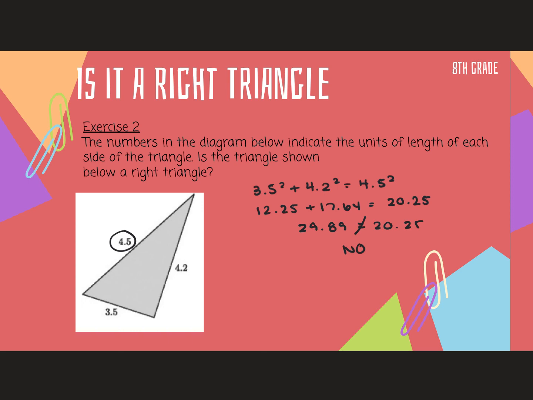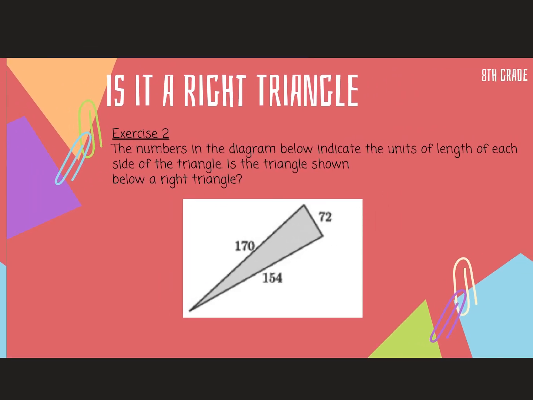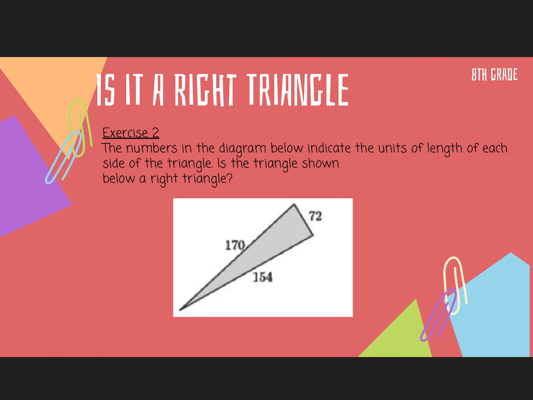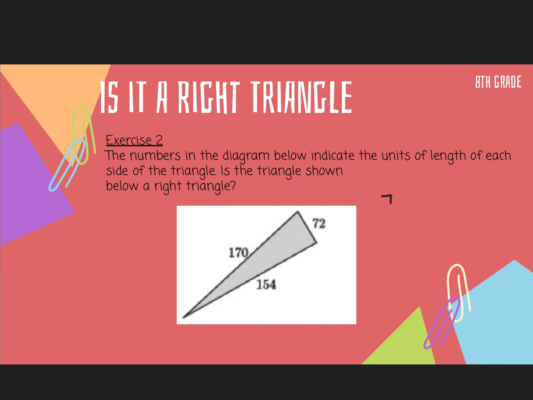All right, so now it is time for you to test your understanding. In another example, we have 170, 154, and 72. So again, we're going to have 72 squared plus 154 squared equals 170 squared. Does this form a right triangle?